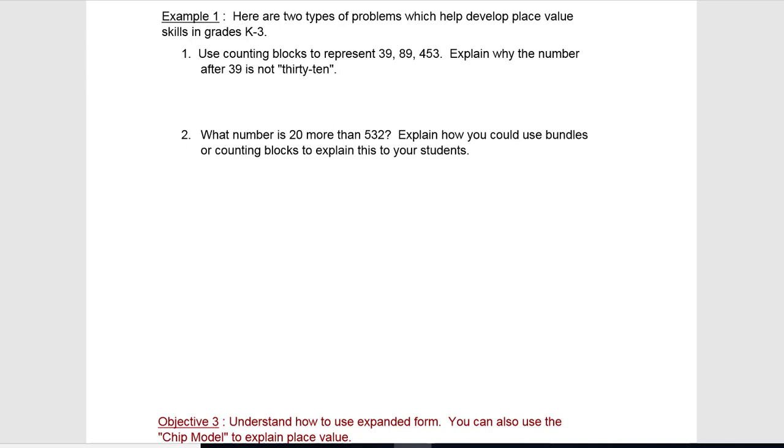For my first example, use counting blocks, remember, use those physical representations, to first represent 39, 89, 453. So you have kids build those. Okay, so let's just build the 39 for right now. And we're going to use the chip model since we don't have manipulatives in front of us. There's my 39.